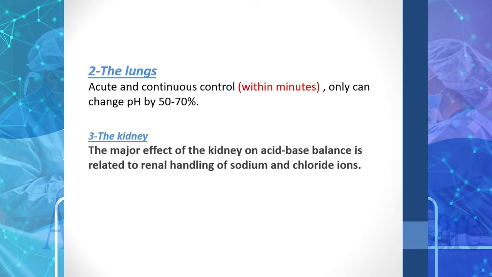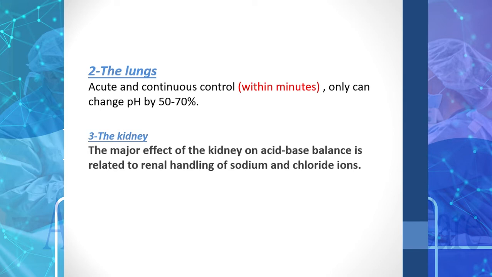If there is metabolic acidosis, there will be hyperventilation and wash of carbon dioxide. But this wash of carbon dioxide will never make the pH reach 7.4 again. If there is metabolic alkalosis, there will be respiratory depression and accumulation of carbon dioxide. But this also will never make the pH 7.4 again. The compensation usually will be up to 50 or 70%.